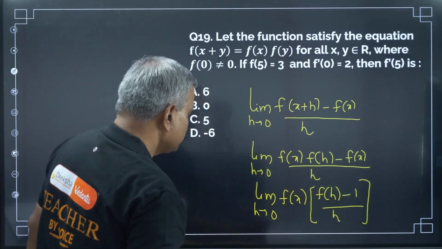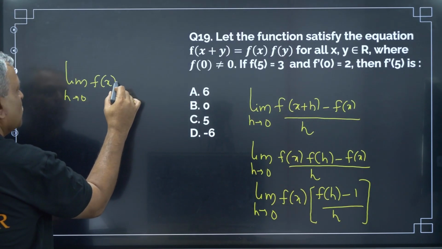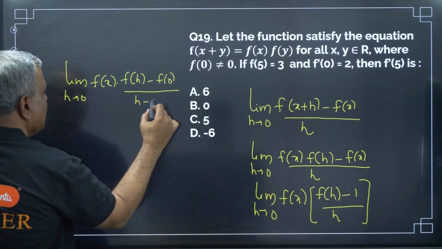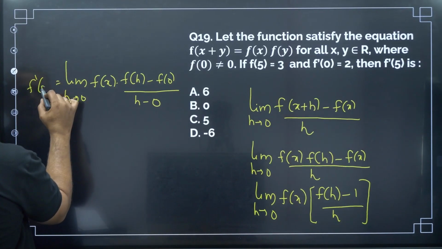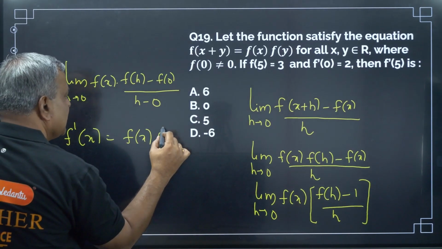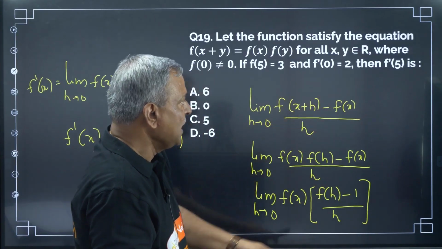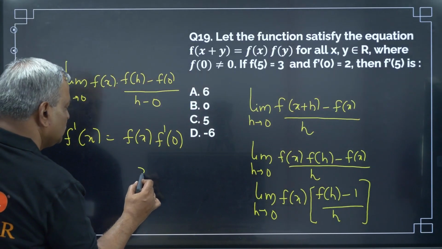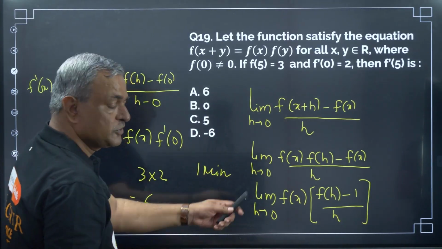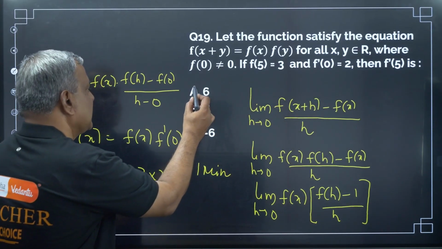So this is f(0). I write this once again: limit h tending to 0, f(x) into f(h) minus f(0) by h minus 0. This is equal to f dash x. So it clearly indicates that f dash x is equal to f(x) into f dash 0. The values are given: f dash 0 is given, f dash 5 you have to find. f(0) is given, so 3 into 2, you will get 6. This will take 1 minute, I accept it, because you have to write the definition and understand what definition has to be used. So option A is correct.